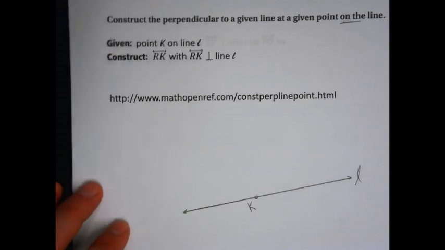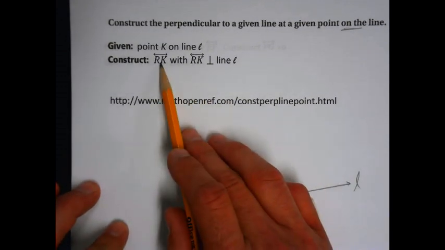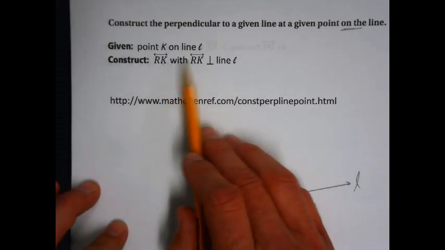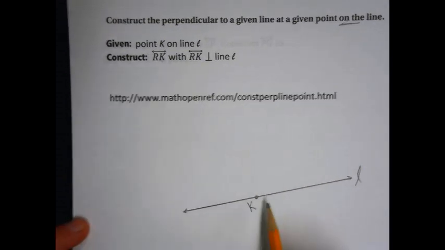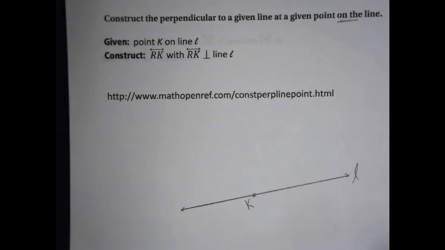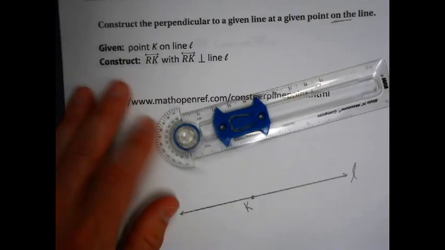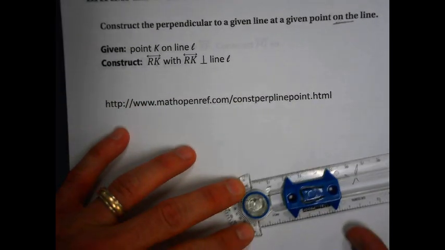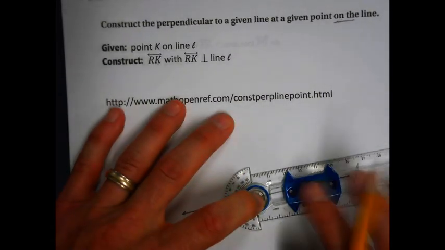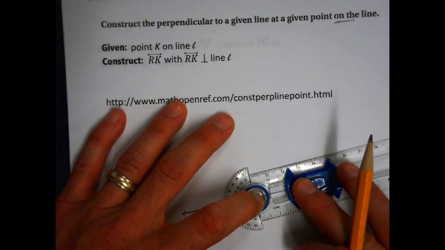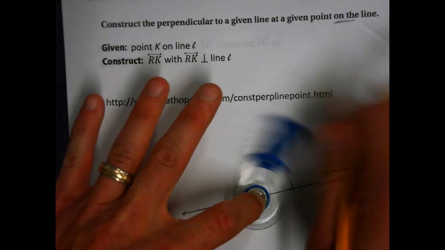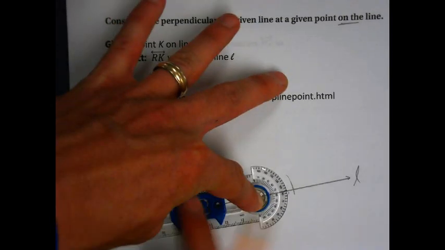Now what we're going to do, we're going to construct RK with RK perpendicular to line L. So we're going to construct some line with a new point R that connects to that point K somewhere on line L. So how do we do that? Well, we're going to use point K, okay? So now we have point K. We're going to put our compass center on point K. It doesn't matter what the compass adjustment is, so we can pick whatever we want. I'll pick there, and then we're going to scribe our arc.